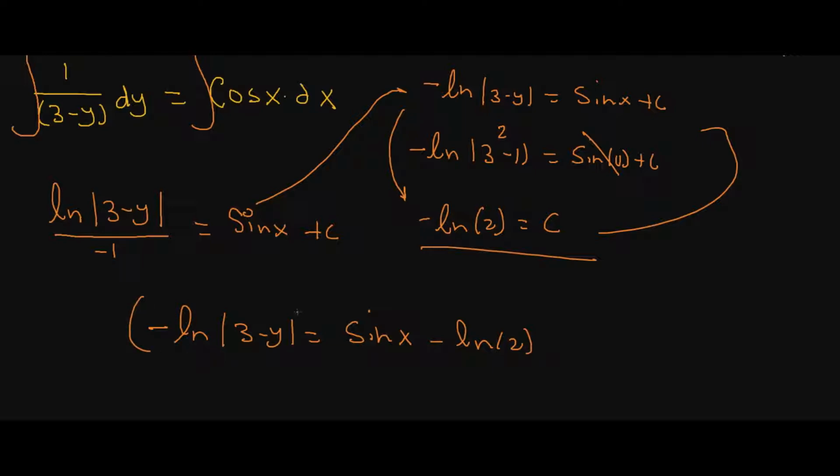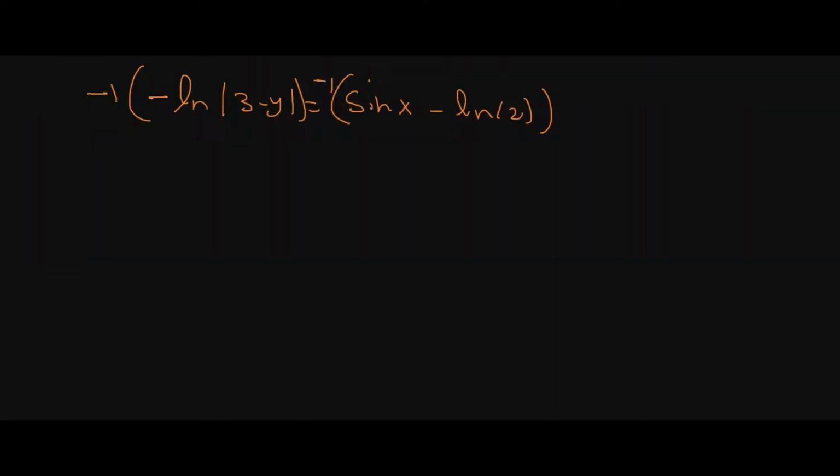What I want to do first, before I do e to both sides, is get rid of the negative symbol. So I'm going to multiply by -1 across to everything. Negative times negative is a positive. We get ln absolute value of 3 minus y. Negative times sine is negative sine x. Negative times negative ln is positive ln of 2.